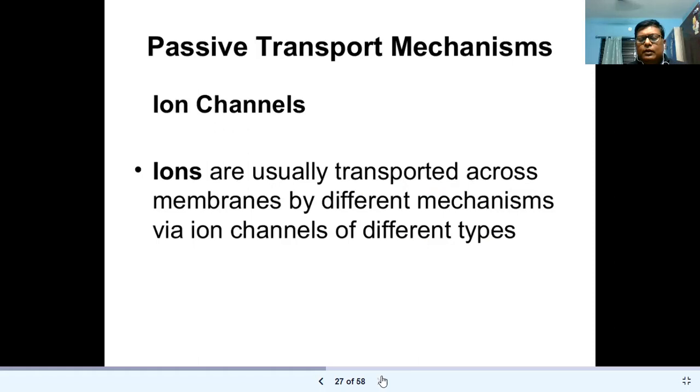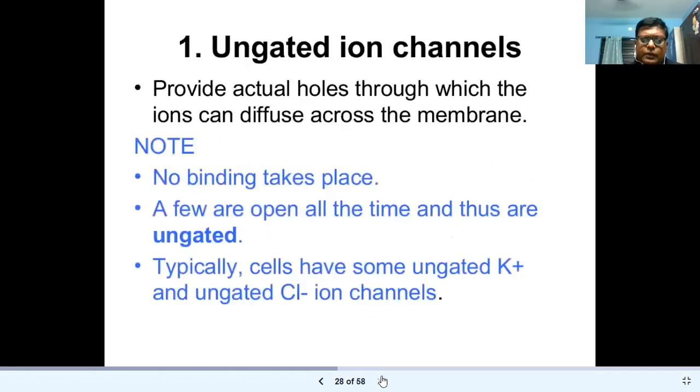Now, what is the passive mechanism? The passive mechanism is in favor of the concentration gradient. It does not require any kind of energy. So, an example is ion channels. Ions are usually transported across the membrane by different mechanisms via ion channels of different types. Ungated ion channels provide an actual hole through which the ions can diffuse across the membrane. No binding takes place. A few are open all the time, thus they are ungated. Typically, cells have ungated potassium and ungated chloride channels.